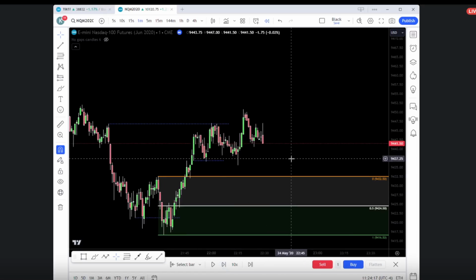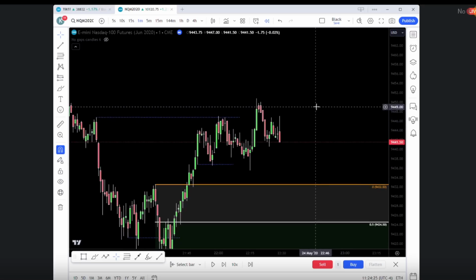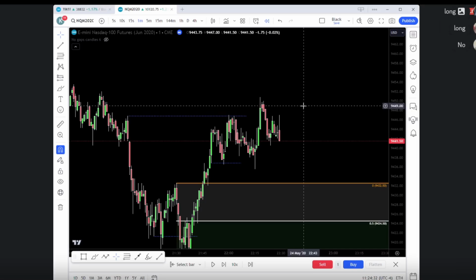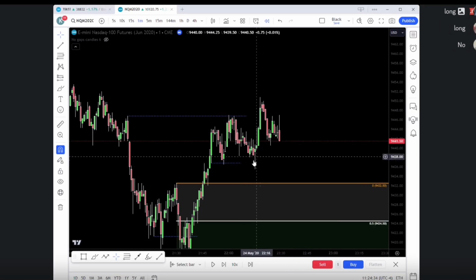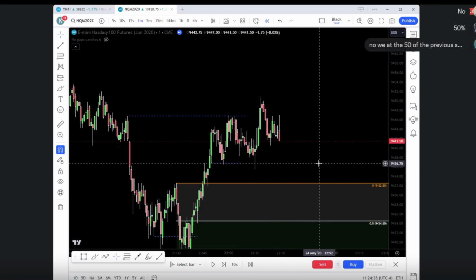Anybody short right now? If not, what would you want to see? You're long still from down here, futures trader? Or are we long from in here for another push?